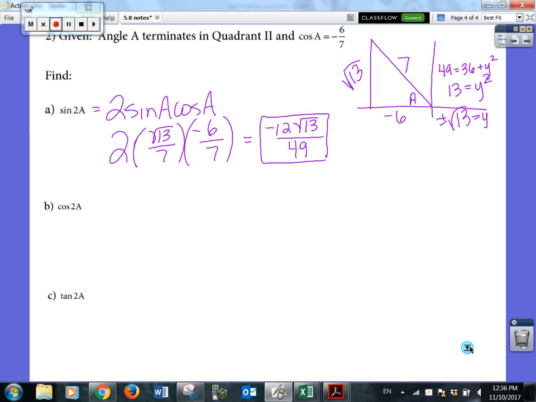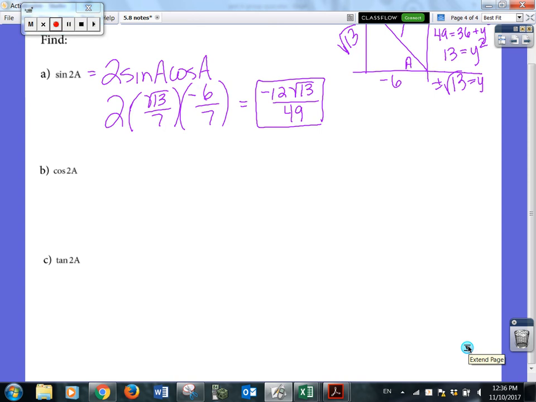Now, cosine of 2a, there's 3 different ways to write that. You can pick whichever way you want. I personally like to use cosine squared a minus sine squared a. But again, it doesn't matter. All 3 of them will get you the same exact answer. And if you want me to show you all 3 of them at the end, I'll be more than happy to do that.